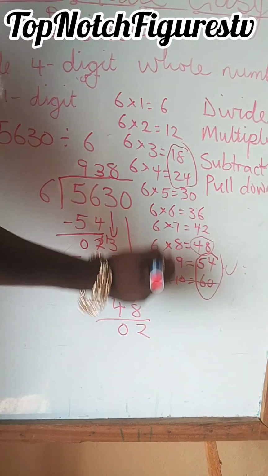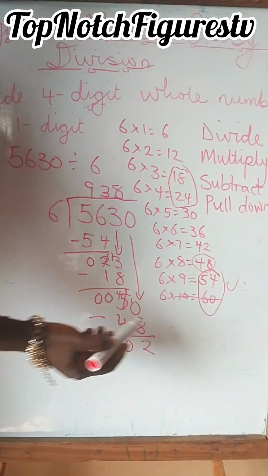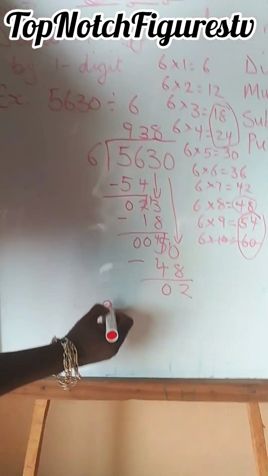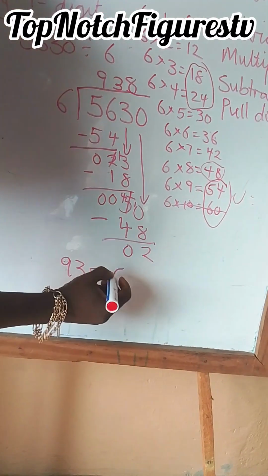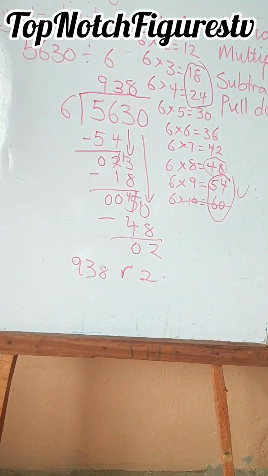Do we have any other number to drop? No. Since we don't have any other number to pull down, then our answer is 938, remainder 2. Do we understand?